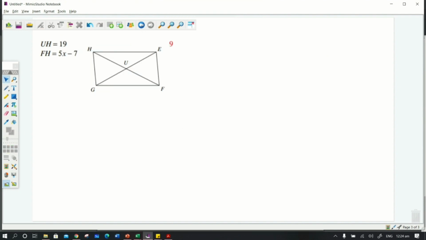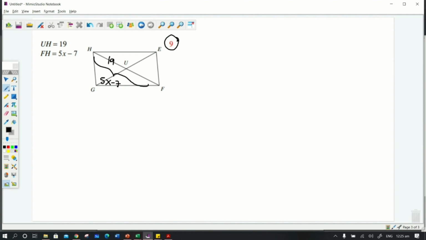Okay, for our problem number 3, solve for the value of x. So, take note, the answer here is 9. So, let's try to prove how did we get 9. First, the given is UH, which is 19. So, this is 19. Then we have FH, which is the whole diagonal, measures 5x minus 7. How are we going to solve for this?